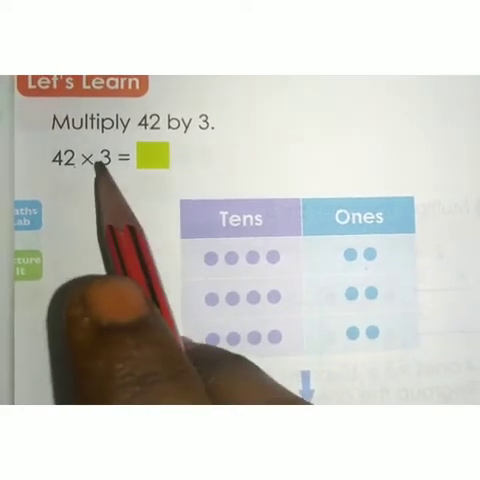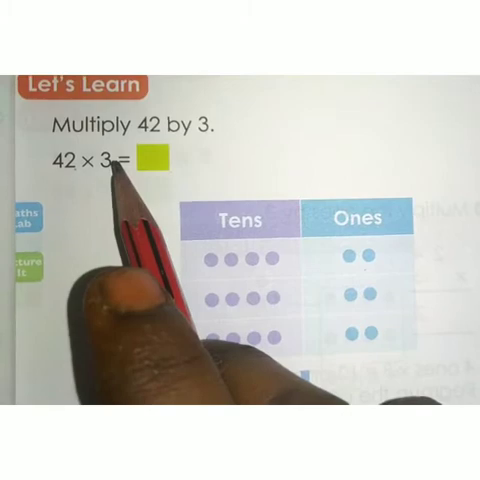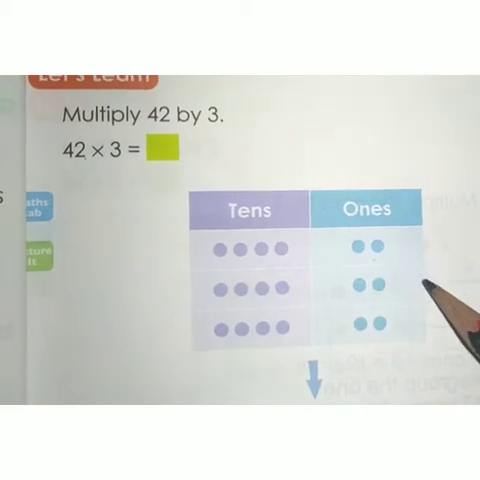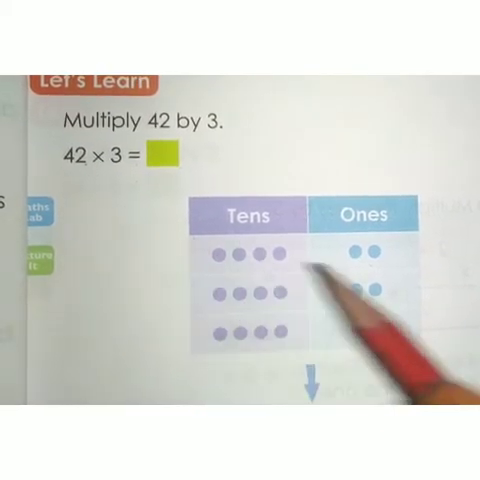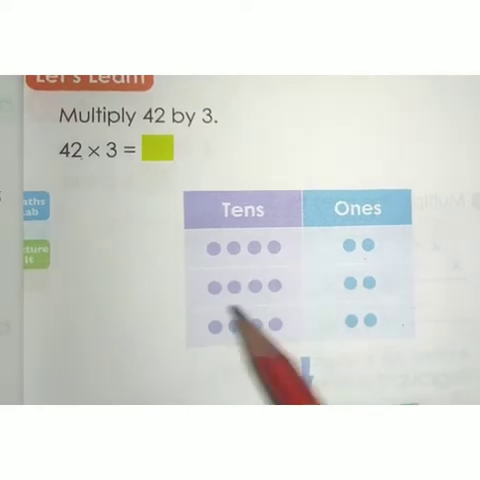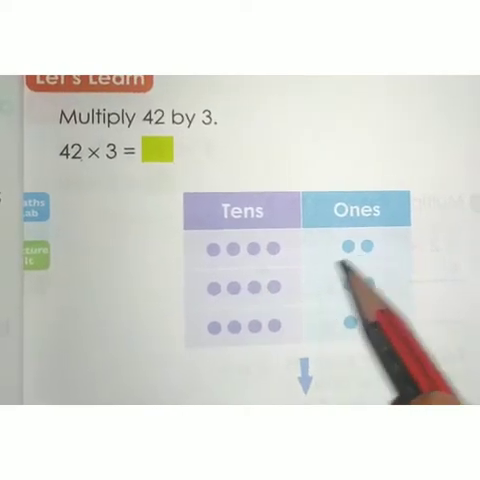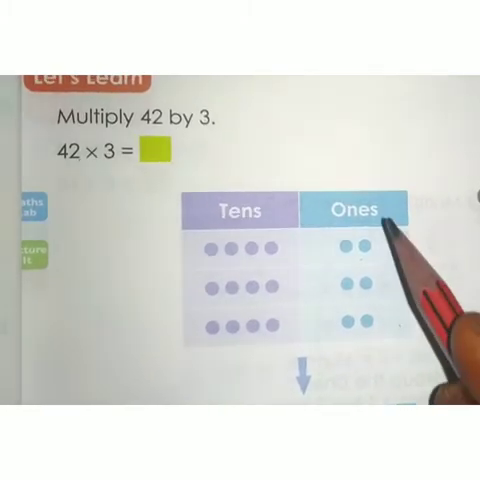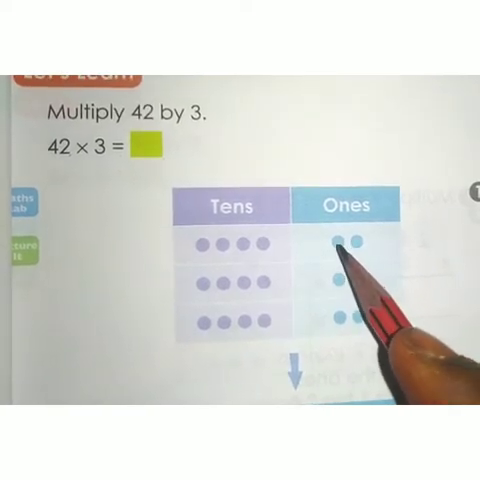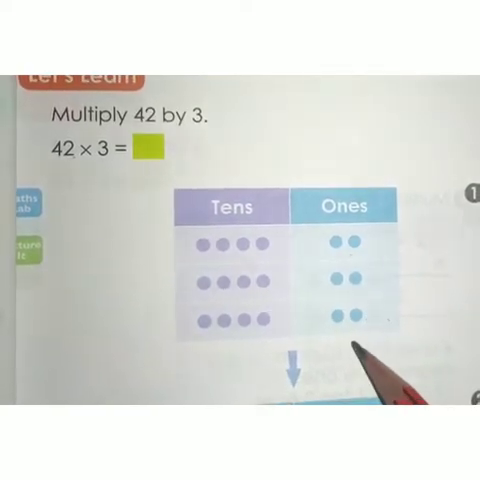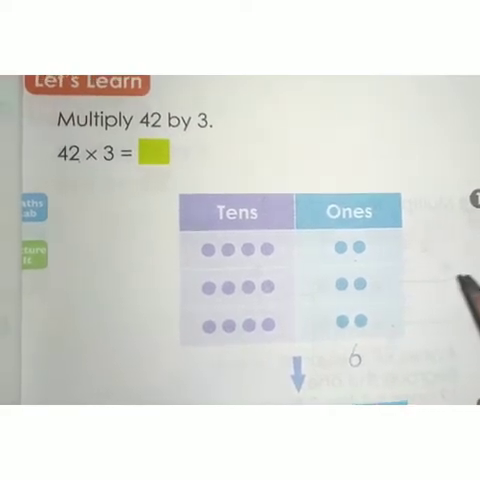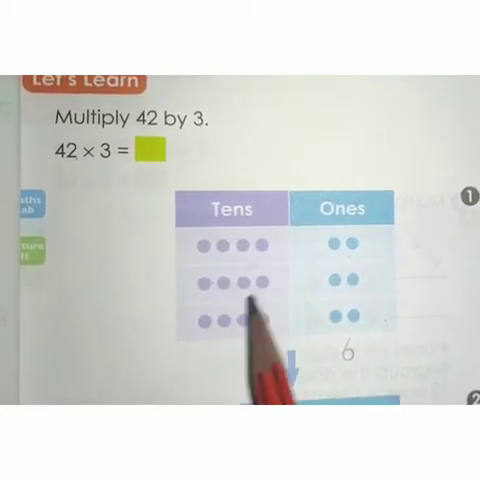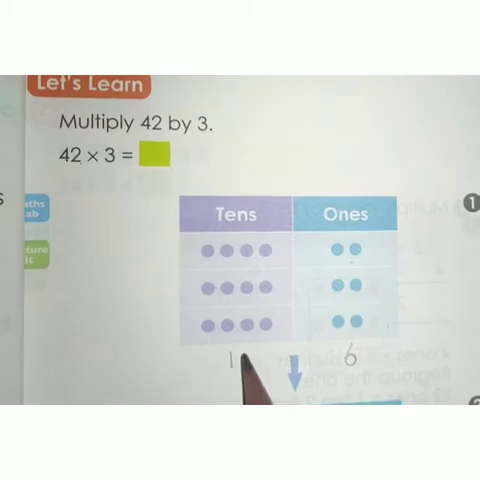So how many times 42 are there? 3 times 42. So we have to do the same for 3 times. 42 should be written for 3 times. After writing 3 times, now add from ones place. In ones place: 1, 2, 3, 4, 5, 6. So in ones place, 6 dots are there. Now add in tens place: 1, 2, 3, 4, 5, 6, 7, 8, 9, 10, 11, 12. So you get the answer as 12 under tens place.